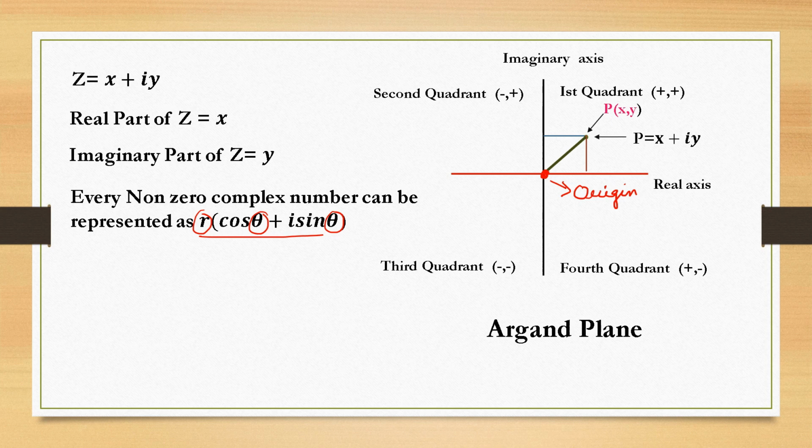The distance between the fixed point and the given point is called r. So this black line is r. And theta is the angle which this r line makes with the real axis. So this is r, and this angle is theta. Now we have to learn how to find the values of r and theta in order to represent any complex number in this r cos theta plus iota sin theta form.